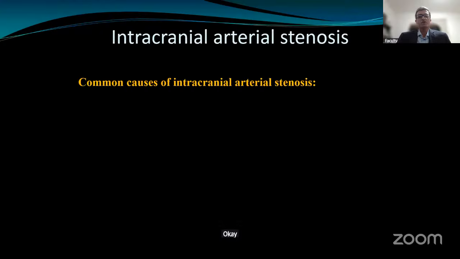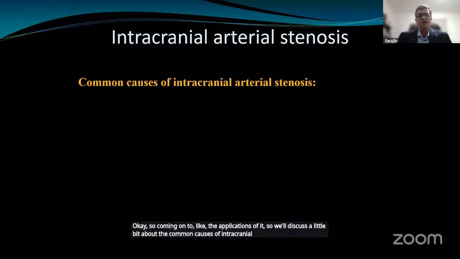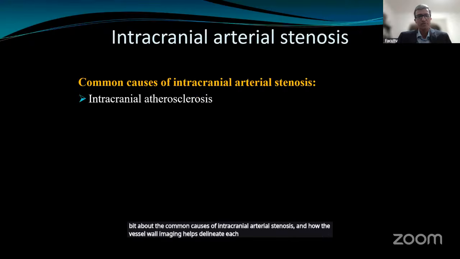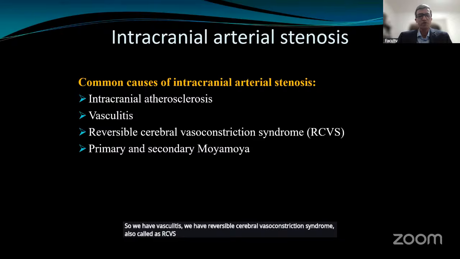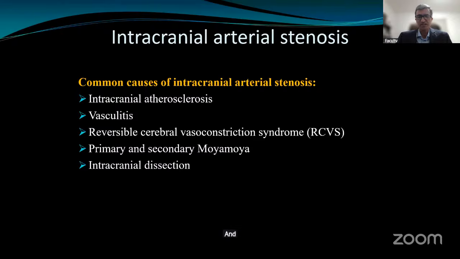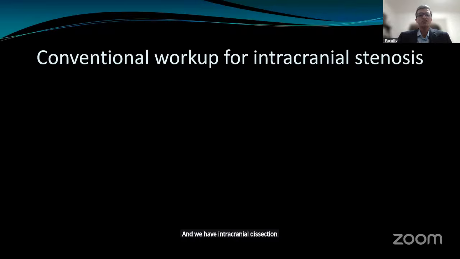Okay, so coming on to the applications of it. We'll discuss a little bit about the common causes of intracranial arterial stenosis and how vessel wall imaging helps delineate each of these entities. Okay, so the common causes are intracranial atherosclerosis, vasculitis, reversible cerebral vasoconstriction syndrome, also called RCVS, primary and secondary Moyamoya, and intracranial dissection.